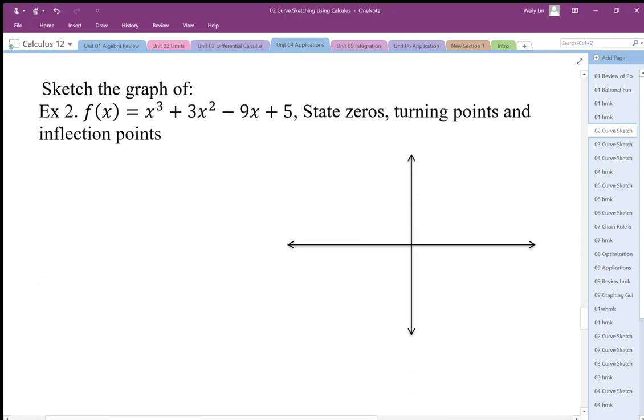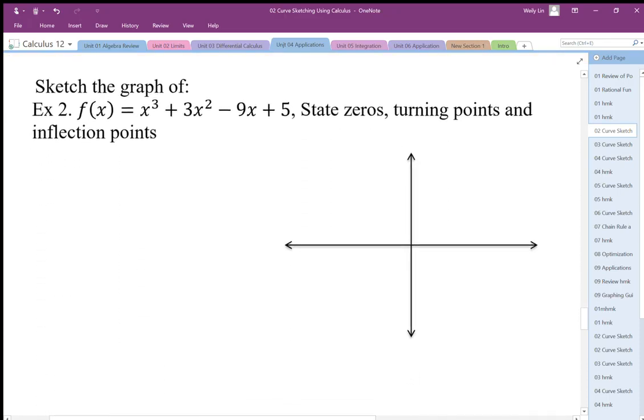So we can then start sketching graphs showing inflection points, adding on to what we've done before. So the first thing is we need to find zeros. So we need to factor this. Okay, so I want to factor this. I need to find a factor that works.